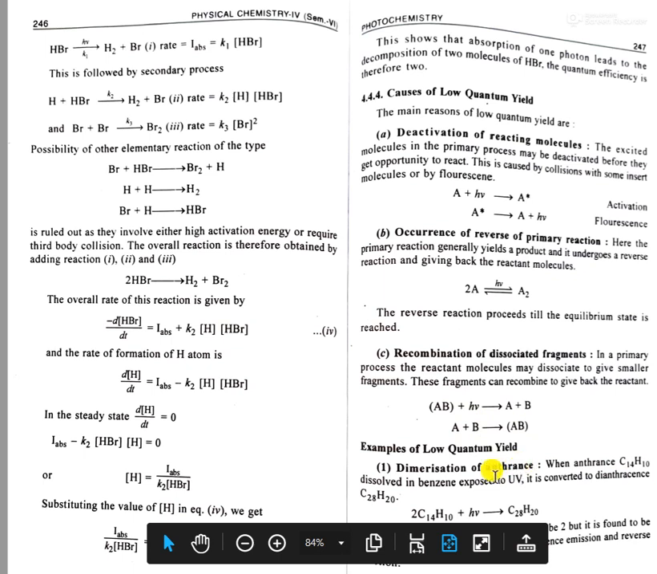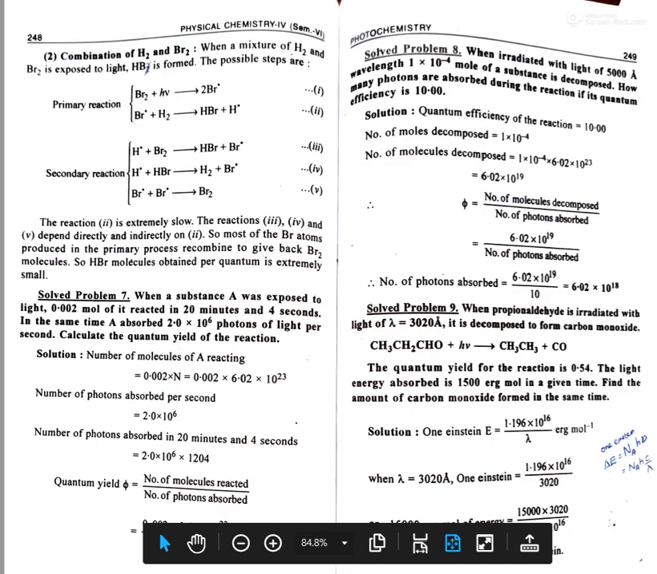The first is the dimerization of anthracene. When this anthracene molecule is dissolved in benzene and the solution is exposed to UV light, anthracene will dimerize to form dianthracene. After a little while, this will again get converted back to anthracene. So in this case, the quantum yield is observed to be lower than 1.